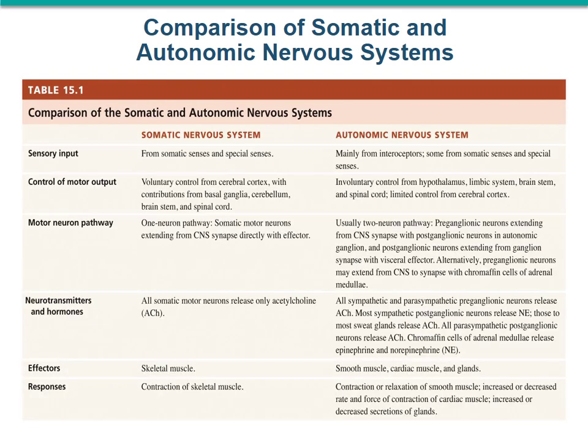This is a table, I'm not sure if this is from your book or from a different book, but it's a really nice table that outlines the differences between the somatic nervous system and the autonomic nervous system for you, and I would encourage you to take a close look at this.